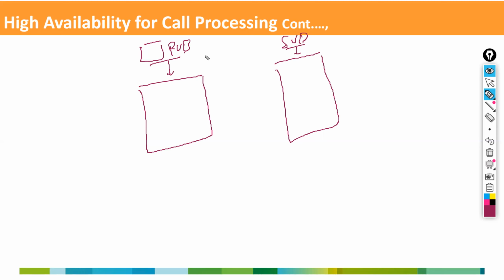Why? Suppose you install both publisher and subscriber on the same server. If there is any problem with the hardware, both are gone. If both are gone, the entire cluster is down. All the phones are down. No communication means huge loss, no business. That's the reason the publisher is installed on separate hardware and the subscriber on separate hardware, always. You can put them together, but no one is going to.